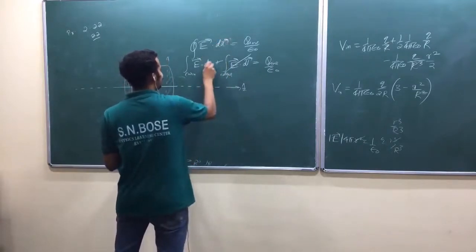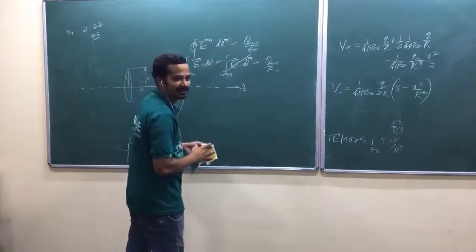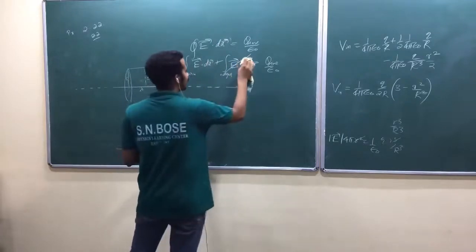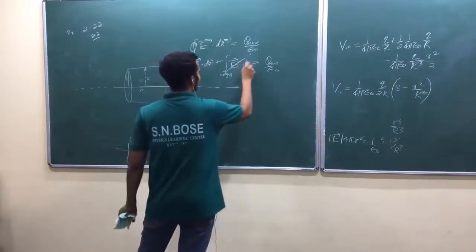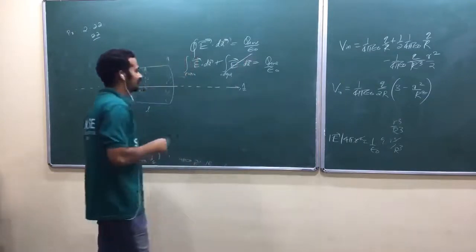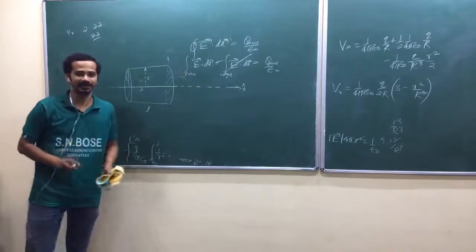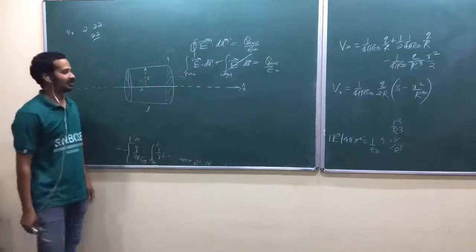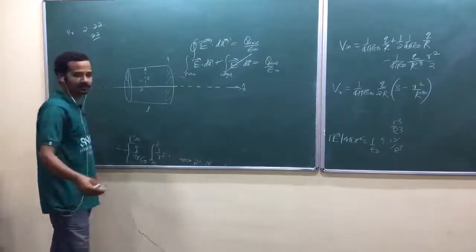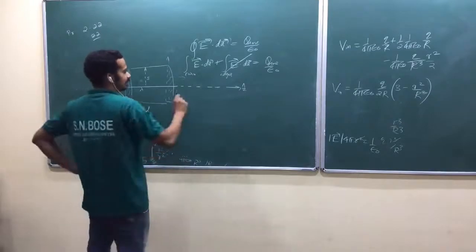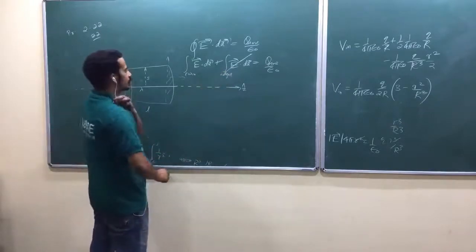DL will never look like area vector. DL can never look like area vector. I'm not doing any strange thing. Whatever you know, I'm just extending day by day. So, be confident. Be confident.